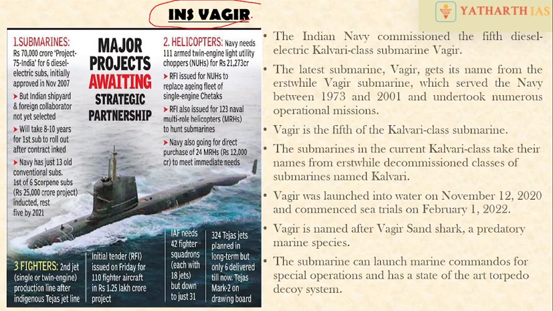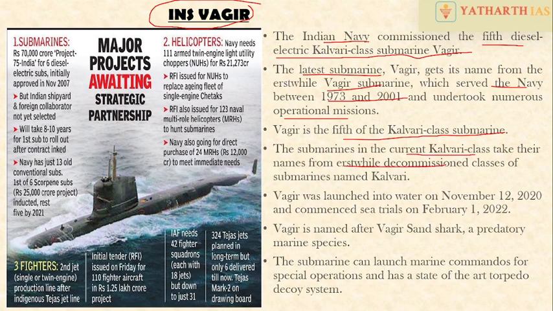So, INS Vagir. This was in the news because the Indian Navy commissioned the fifth diesel electric Kalvari class submarine, Vagir. The latest submarine Vagir gets its name from the erstwhile Vagir submarine, which served the Navy between 1973 and 2001 and undertook numerous operational missions. Vagir is the fifth of the Kalvari class submarines, and the current Kalvari class submarines take their names from erstwhile decommissioned submarines of the Kalvari class.